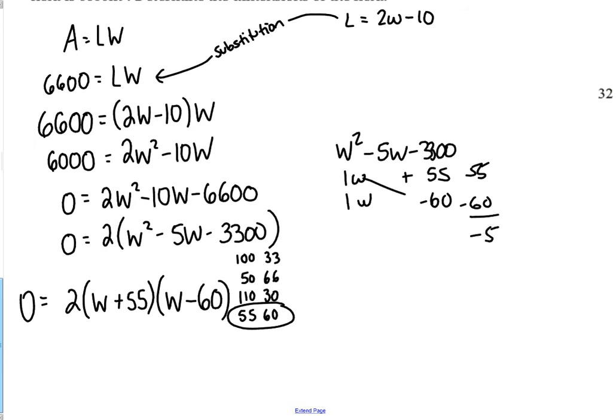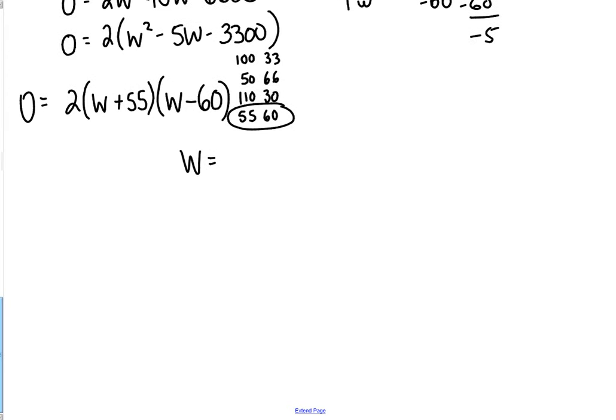Okay. Negative 5. All right, do we know our solutions then? The width is either, what would make W plus negative 55 or 60? Did any of these not work? Right, we cannot have a negative width. So therefore, our solution is 60 for width.